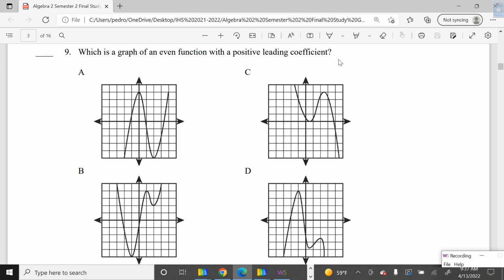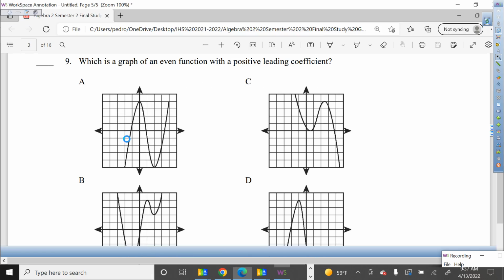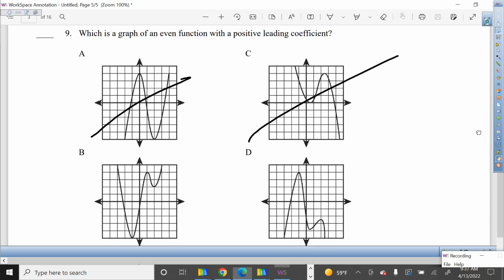All right, even functions start where and end where, Bella? Starts at 2 and ends at 1. So let's see. Which one? Not this one. No. So let me cross that one out. Hold on, because this one's not starting at quadrant 2. This one's starting at quadrant 2, but it ends in quadrant 3. No, in quadrant 4, so that's not it.